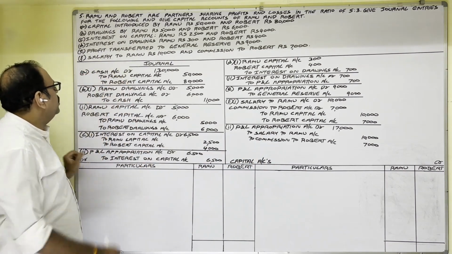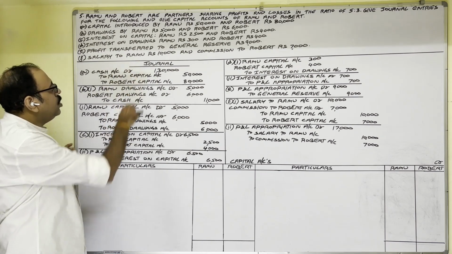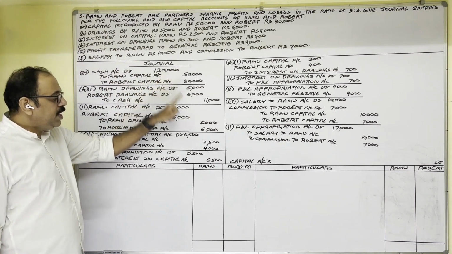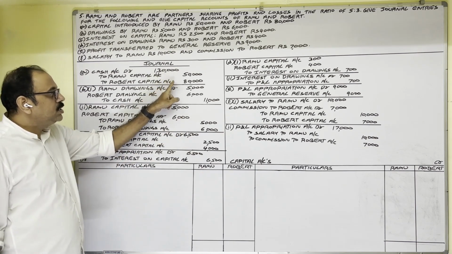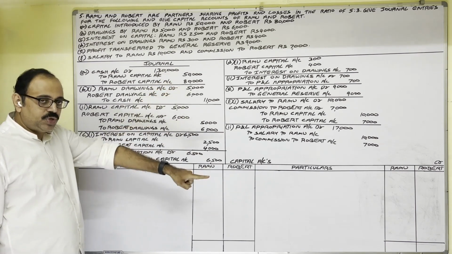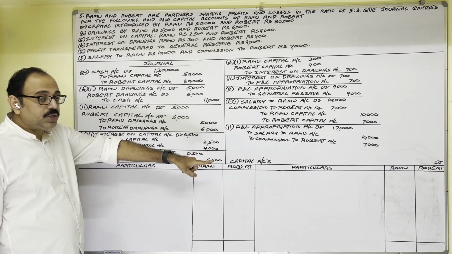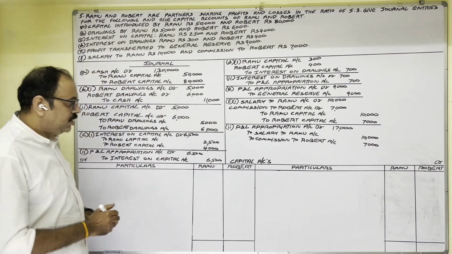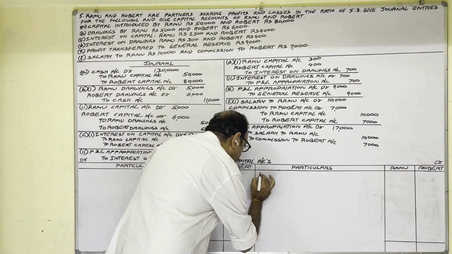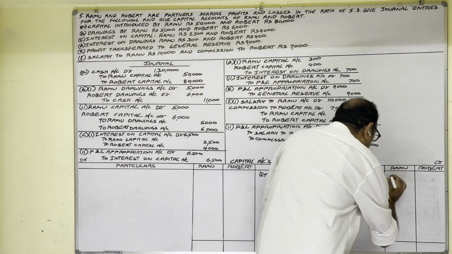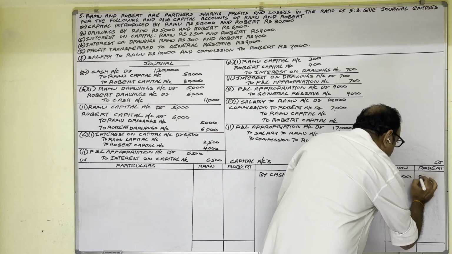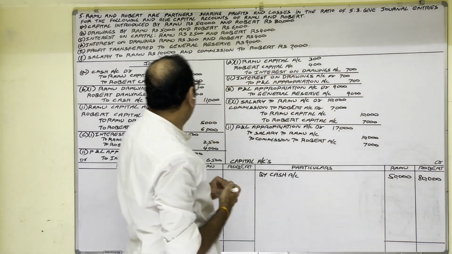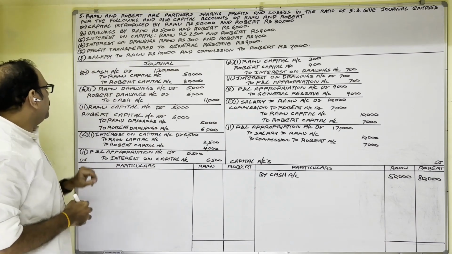See the first entry: cash account debtor to Ramu capital, to Robert capital. So here capital accounts we are preparing. Capital accounts are credited, therefore credit side we should post. What to write in particulars column? The other side account name, the debit account name. By cash. In Ramu's column 50,000 rupees. In Robert's column 80,000 rupees. First entry posting completed.